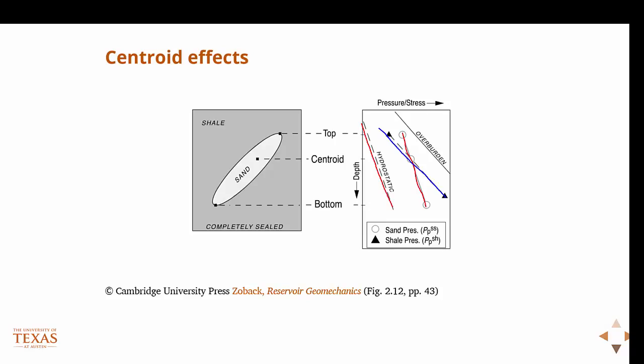So the point where they meet is called the centroid, and anything above that is going to be in an overpressure or a higher pressure. So in other words, the sand is going to be at a higher pressure than the surrounding shale.